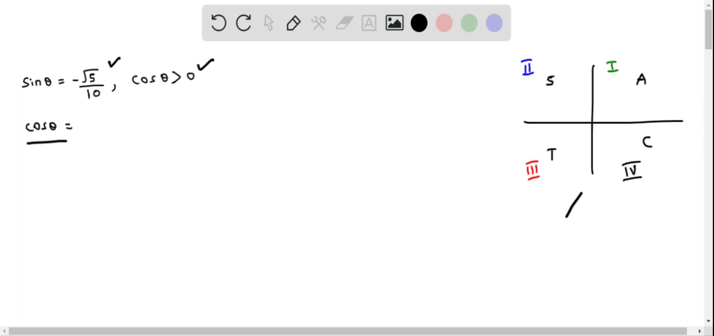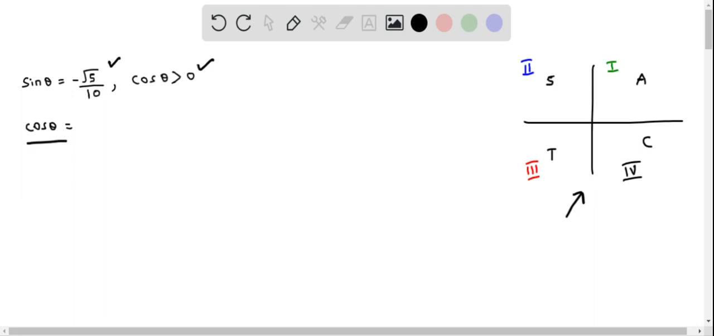For this, I'm going to utilize this CAST diagram, which says that A represents all trigonometric ratios. That is, in the first quadrant, all trigonometric ratios are positive, and in the second quadrant, sine and its reciprocal are positive. Other ratios are negative. In the third quadrant, tangent and its cotangent are positive. Every other trigonometric ratio is negative. And finally, in the fourth quadrant, cosine and secant are positive. Every other trigonometric ratio is negative.